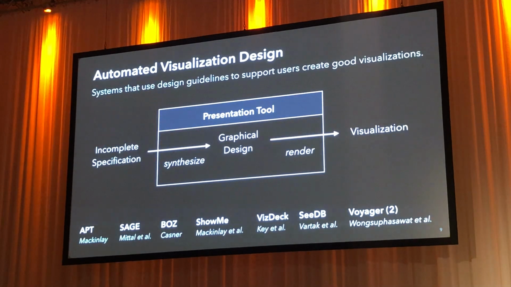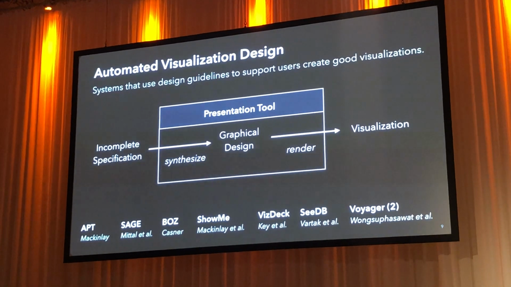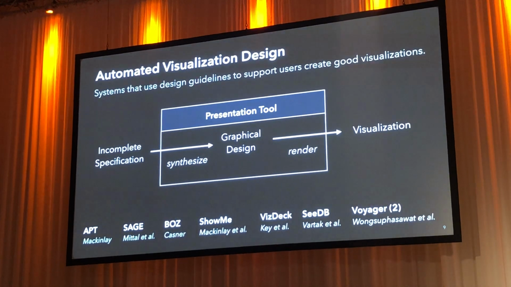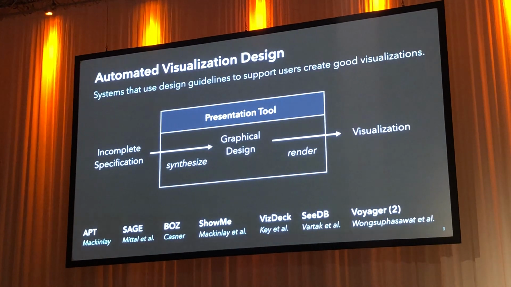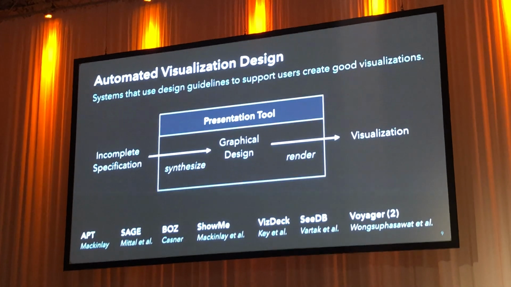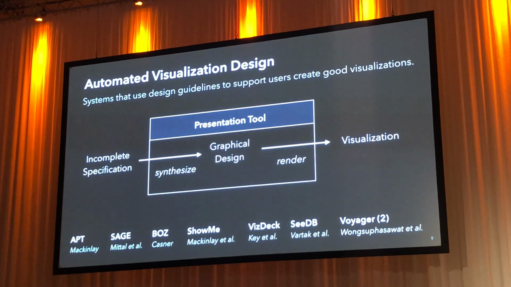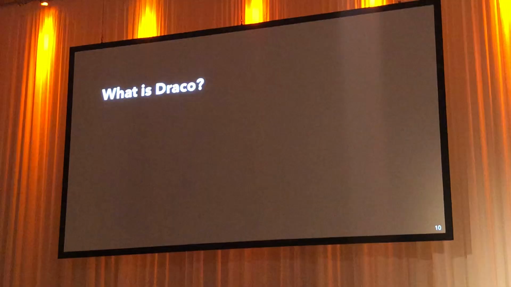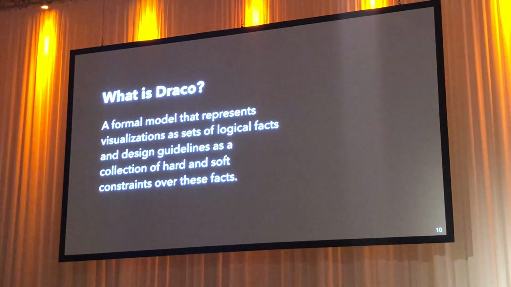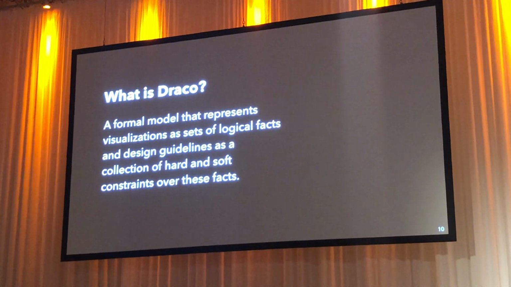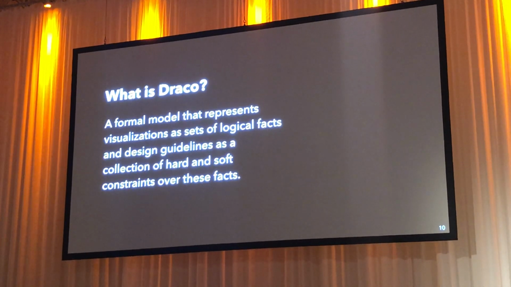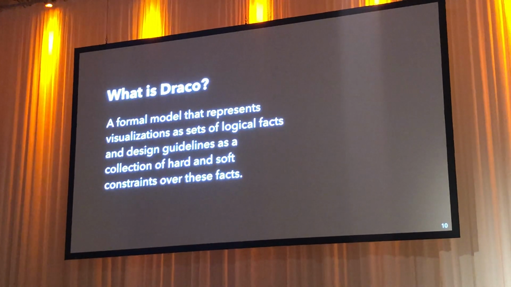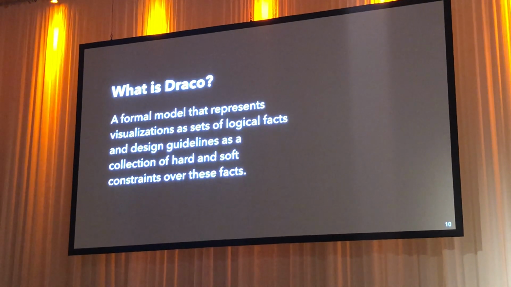What's important to keep in mind about these systems is that they had to re-implement a lot of the design rules that are used. They couldn't use a knowledge base that was implemented in a previous system, but instead they had to look at the papers or look at how the system worked and then re-implement design rules. So to address this problem, we created a system called Draco. It is a formal model that represents visualizations as a set of logical facts and design guidelines as a collection of hard and soft constraints over these facts.